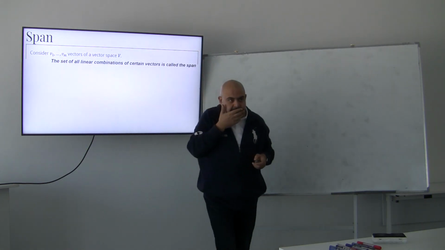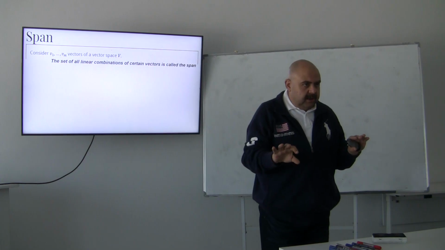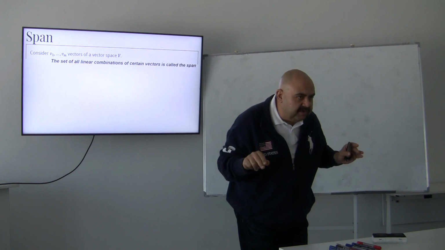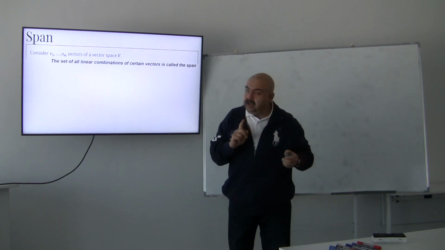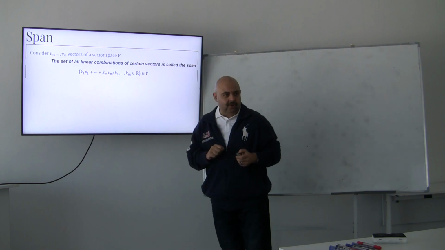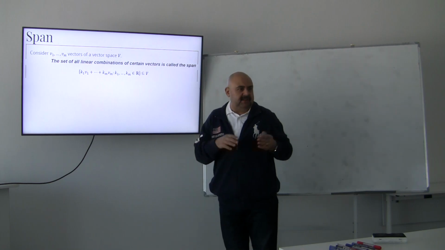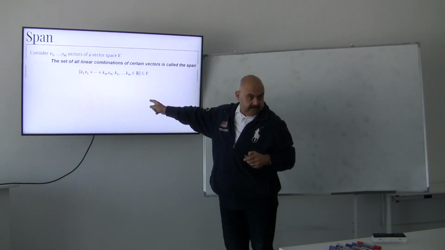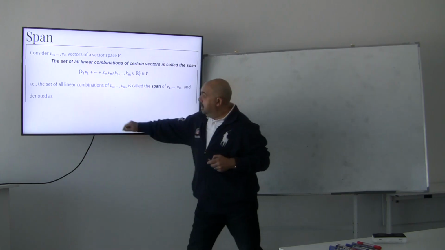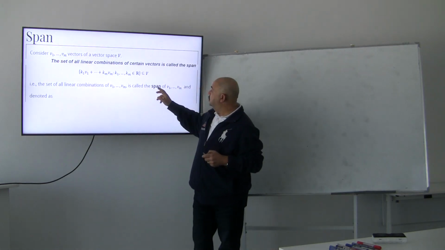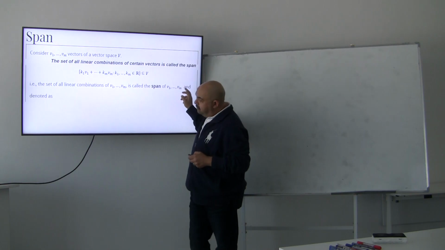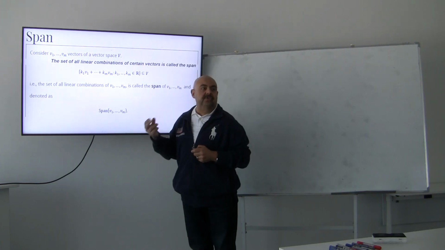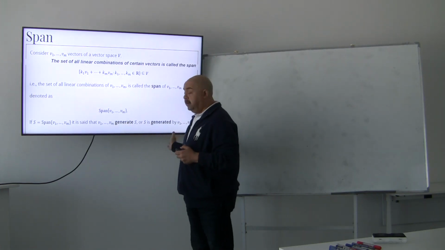So what is the span? A set of vectors that, with a certain combination, will develop any vector that belongs to the vector space. Are you with me? Okay? But here there is no condition that they be linearly dependent. You can combine them together in order to get V. Do you understand what I mean? Okay. Note that the set of all linear combinations is called the span of V1 up to Vn, and is denoted as the span of vectors, the generators of the vector space.